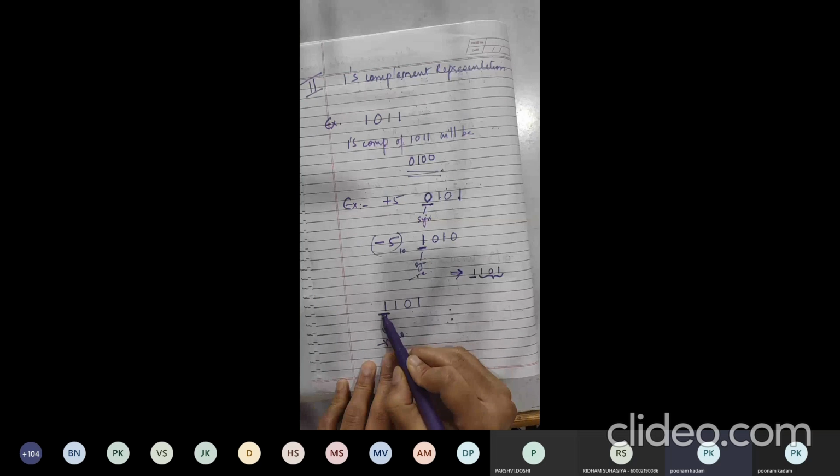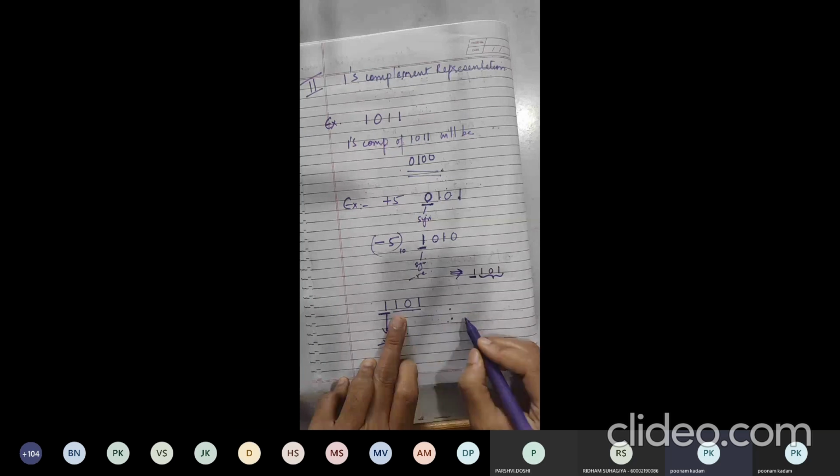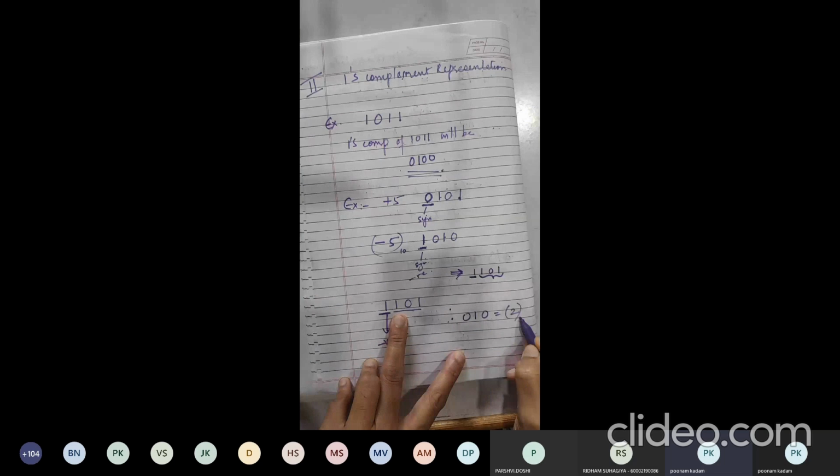Take the one's complement of this. If you take the one's complement of the remaining bits, it becomes 010, which means 2 in decimal. So 1101 is -2 in one's complement representation. Is that clear? Can you explain again, please?